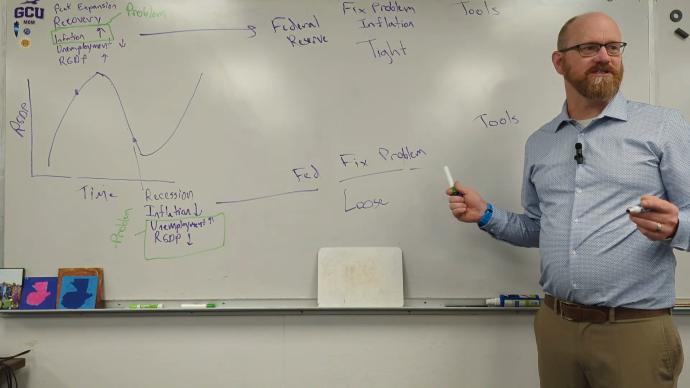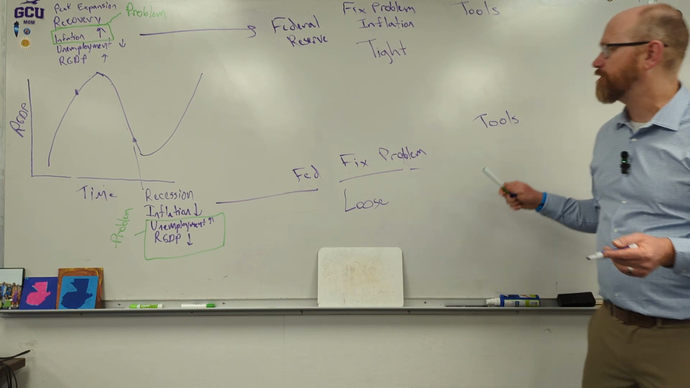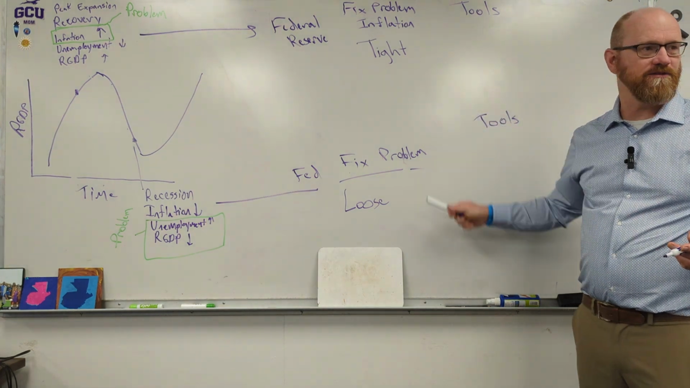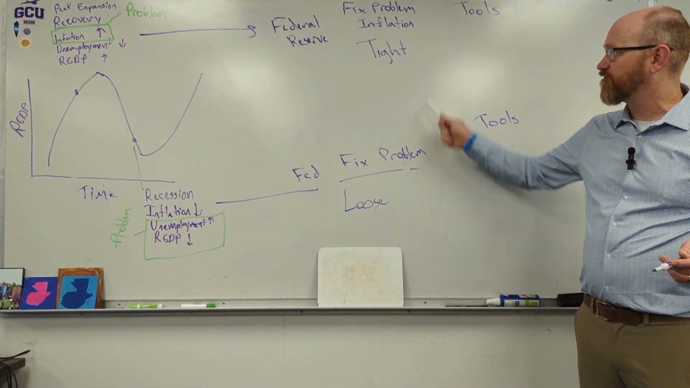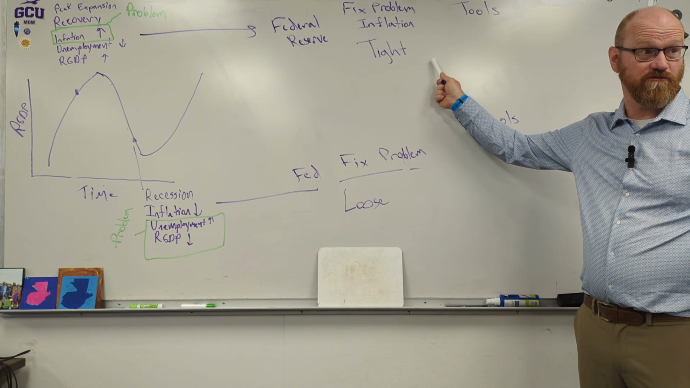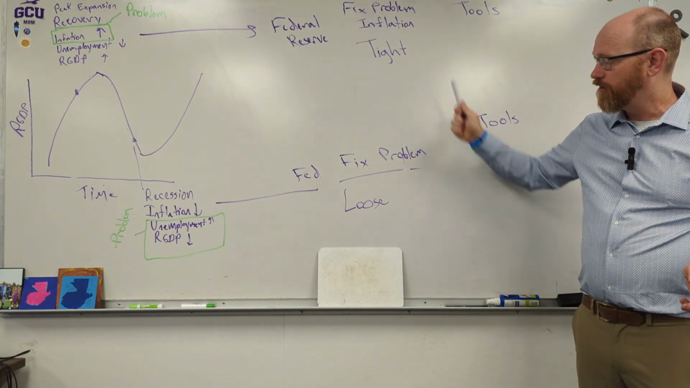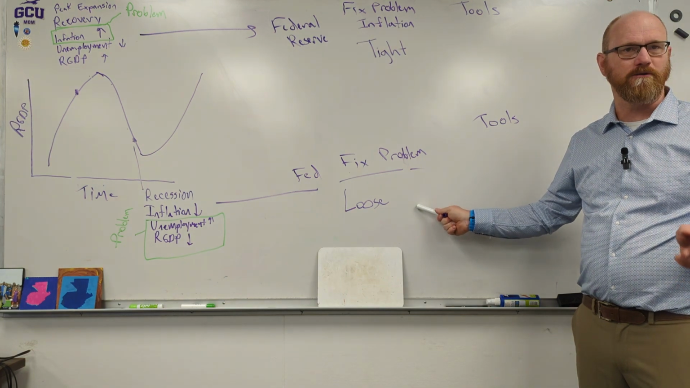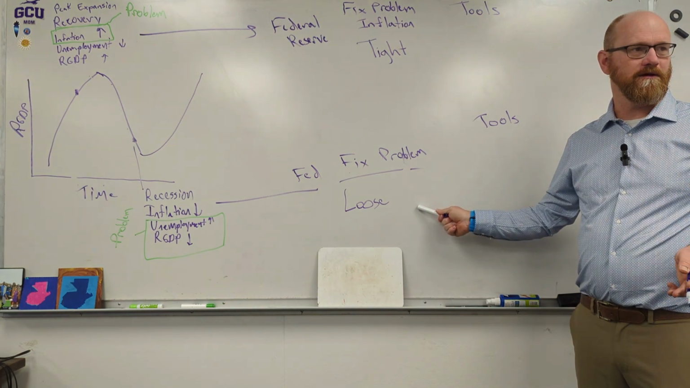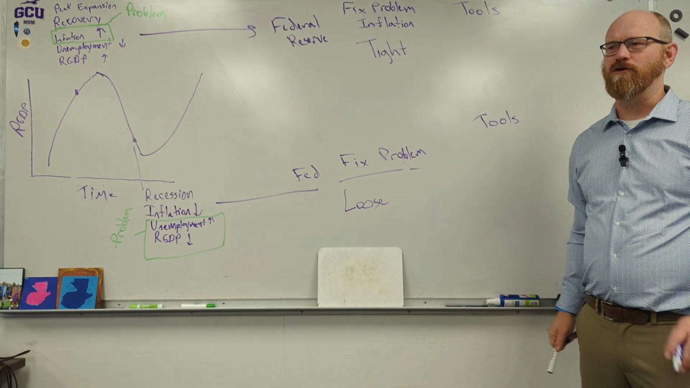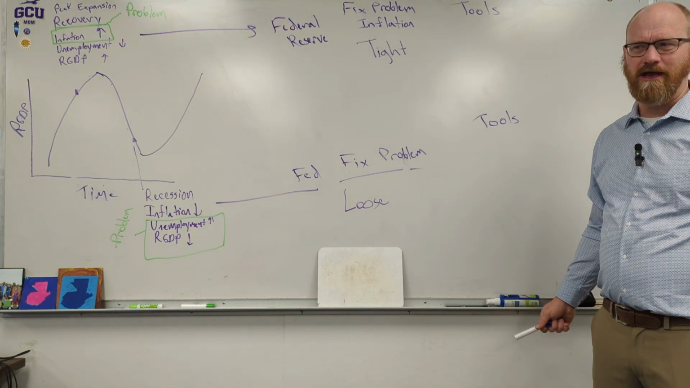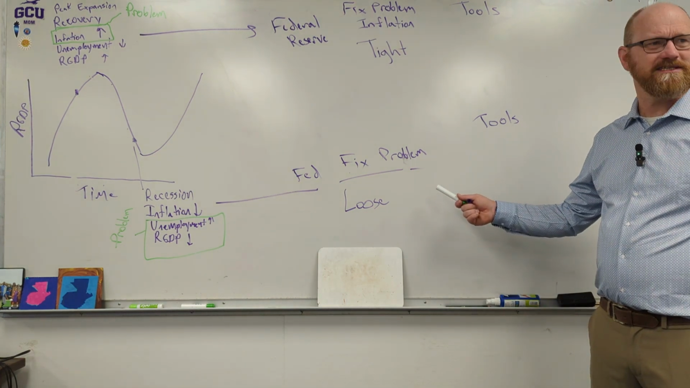Got it? So there was a disconnect there, because I think sometimes we go, this bad, this good, this creates jobs, this makes people lose jobs, which is true. But this is the one that corrects the problem of inflation. This is the one that corrects the problem of unemployment. Got it there?